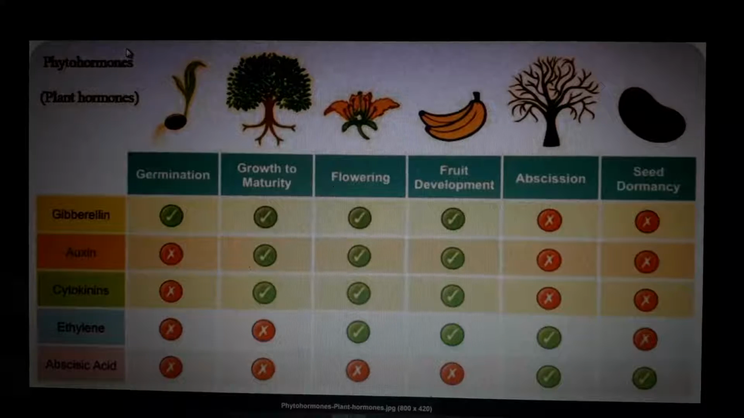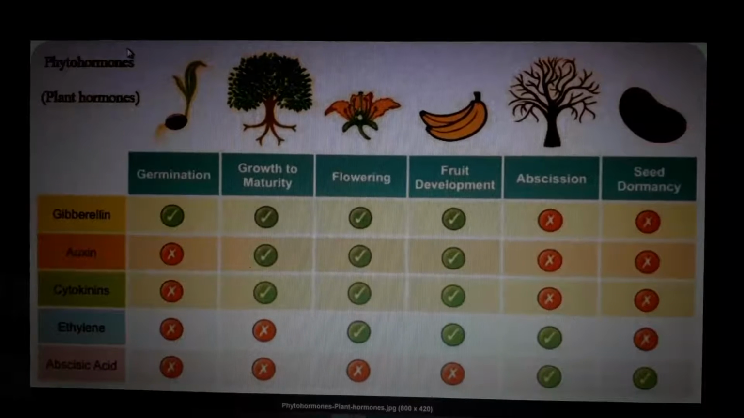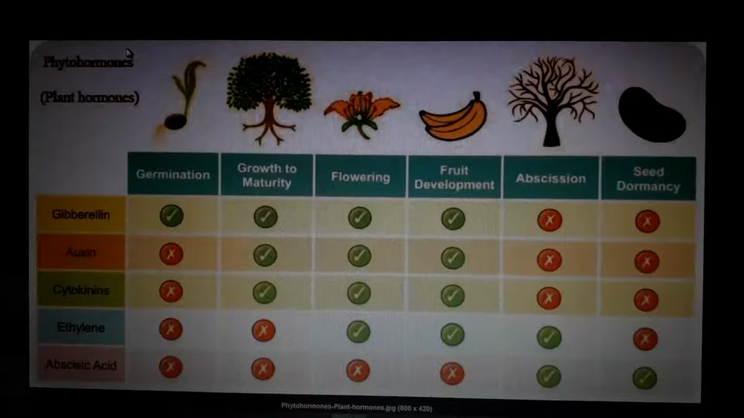These are some of the hormones which are present in plants. See, gibberellin is there. Gibberellin, auxins are there, cytokinins are there, ethylene is there, abscisic acid is there. Okay, abscisic acid. So these are different types of hormones in plants.